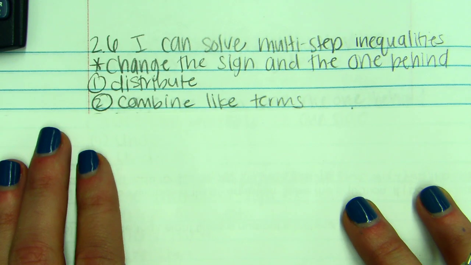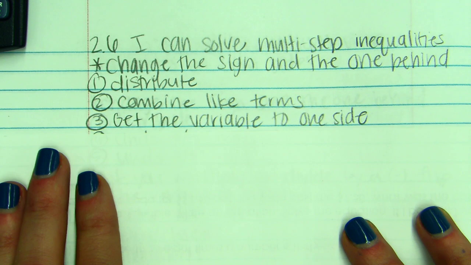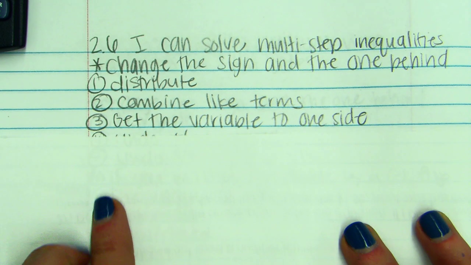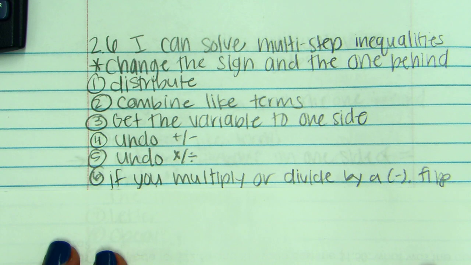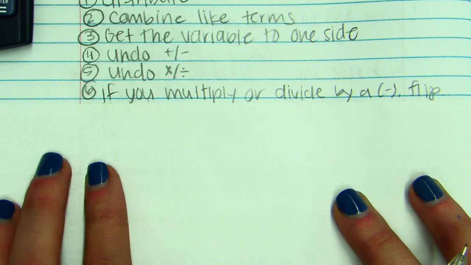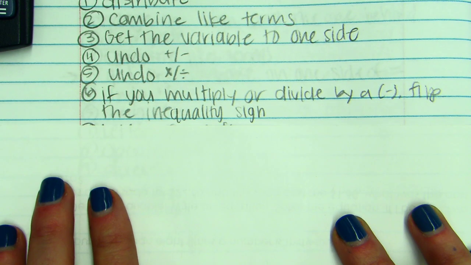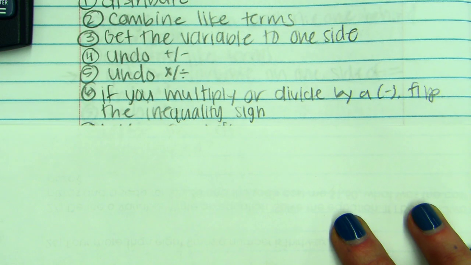Distribute, combine like terms, this is all the same as before. Get the variable to one side, we added in last time. Undo addition and subtraction, undo multiplication and division. This one's new, and you should have seen it last year, but if not, it's okay. If you multiply or divide by a negative, you have to flip the inequality sign.